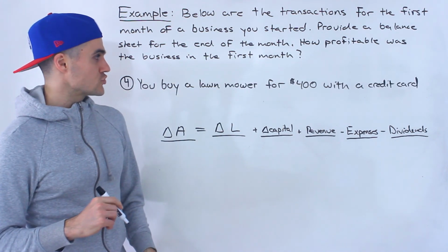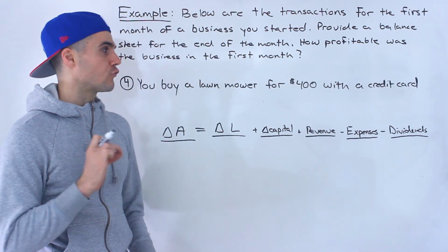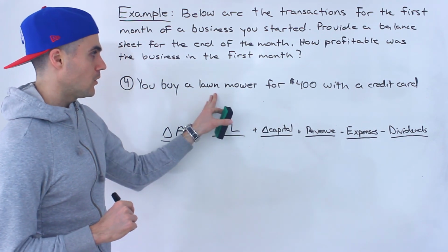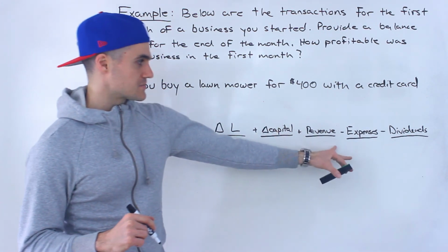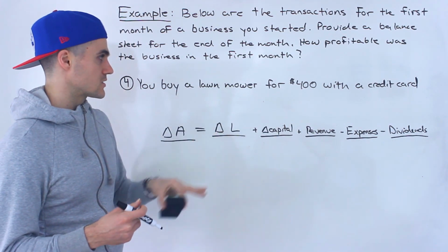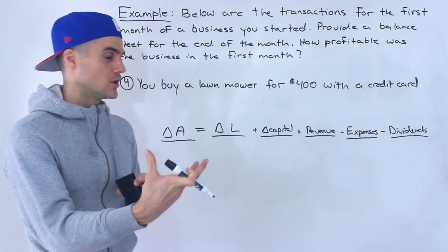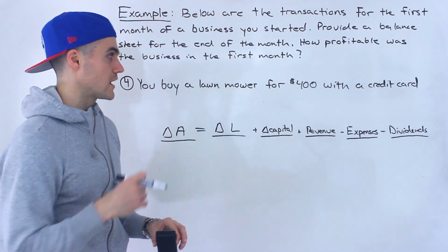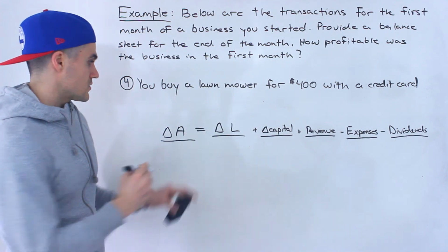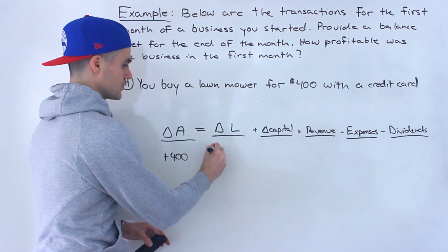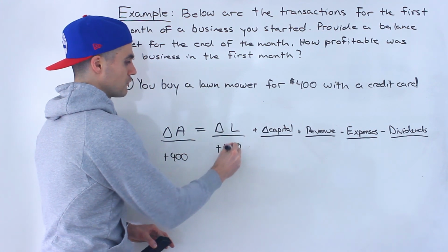Now moving on to the fourth transaction, you buy a lawnmower for $400 with a credit card. And so a lawnmower, is that going to be an asset or an expense? And hopefully you could tell that it's going to be an asset. It's going to be used in the future to generate revenue. It's not necessarily being used right now. Right, so that would go up, the assets would go up by 400, and then you paid with a credit card, so your liabilities would go up by 400.